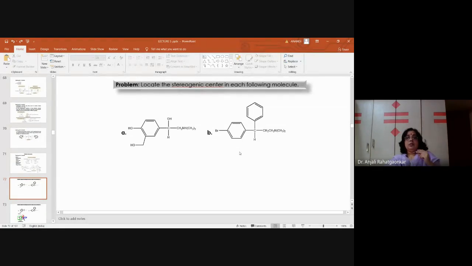This is the question: locate the stereogenic center in each of the following molecules. First draw the molecule and try to locate the stereogenic center.